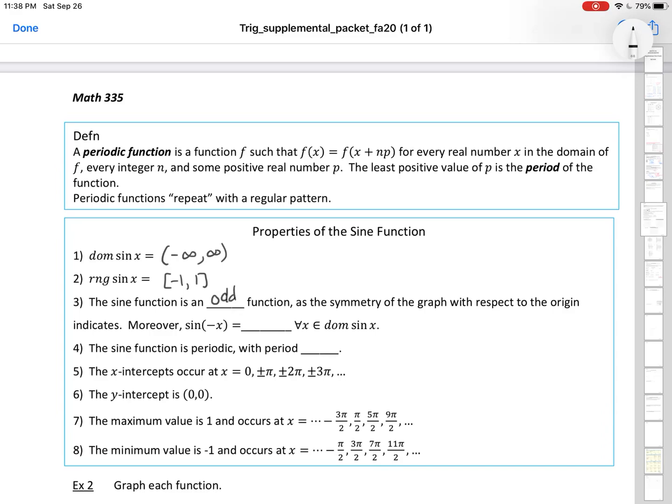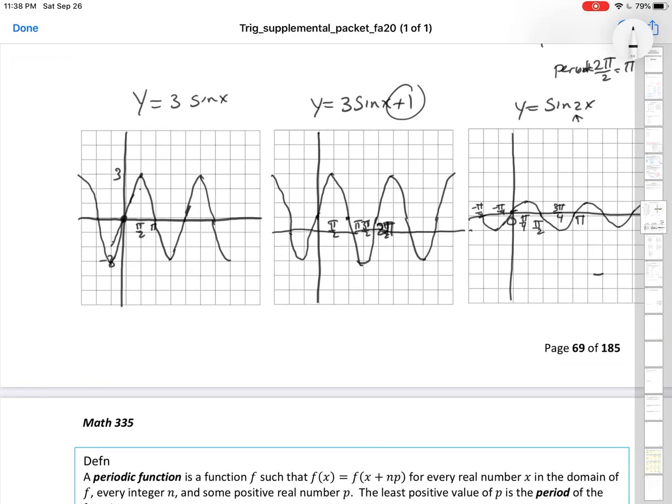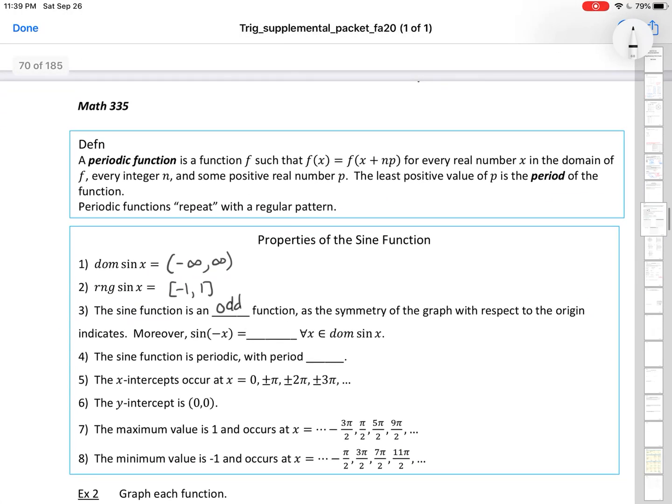Sine is what they call an odd function. An odd function is symmetric about the origin. And so if you look at this, guys, it's definitely not symmetric about the y-axis, but it is symmetric about the origin. And what's unique about an odd function is sine of negative x is negative sine x. You might have dealt with odd functions in your Math 120 class, your intermediate algebra class.